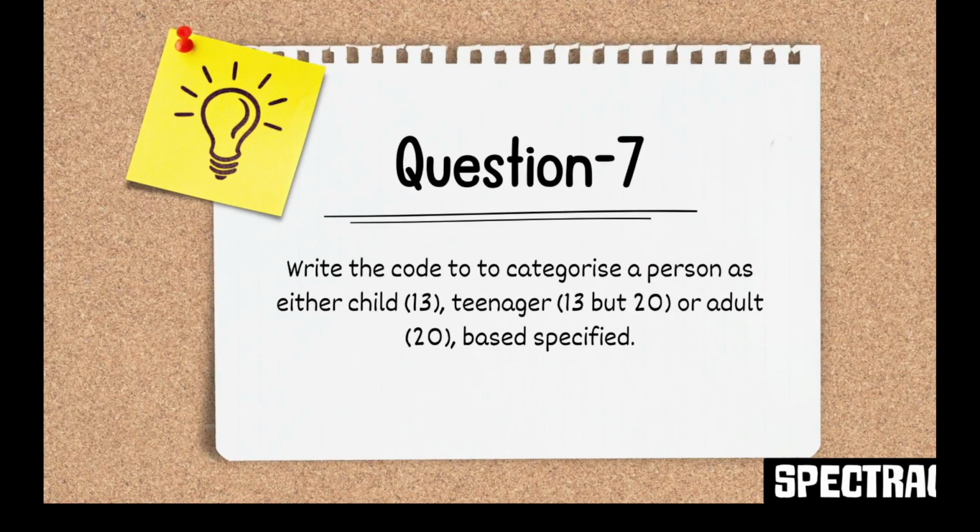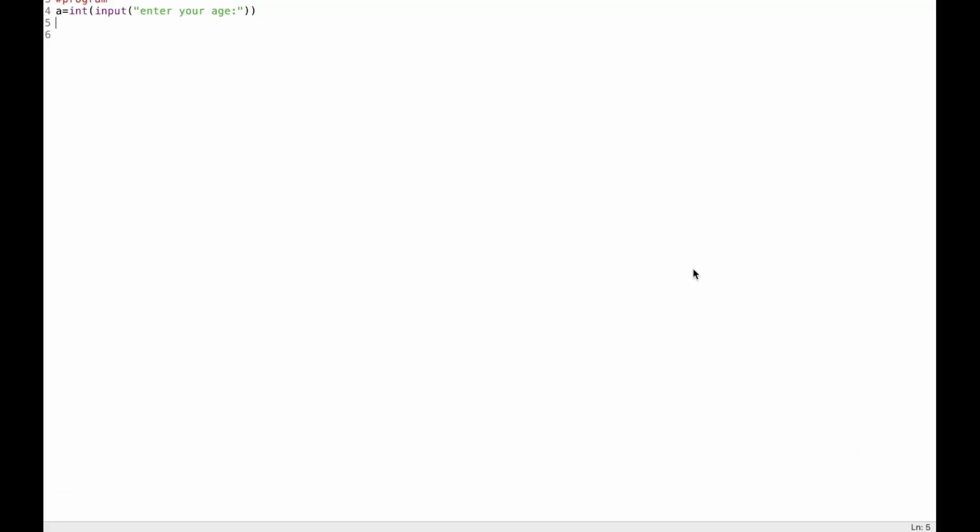Write the code to categorize a person as either child or teenager or adult based on the specified conditions into different groups based on the given age restrictions. If the age is below 13, it should be categorized as child. If it is between 13 to 20, it should be teenager, and if it is greater than 20, we have to categorize it as adult.